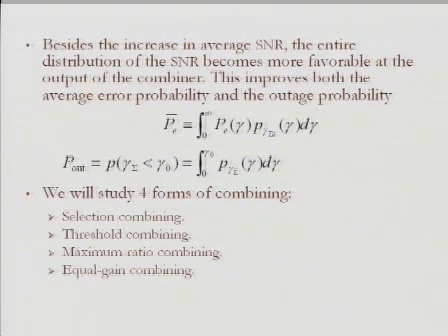And that results in an improvement in both the average error probability, PE bar, and the outage probability, P out. Okay, and remember how we compute these quantities. The average PE is just the integration of PE over the PDF of gamma. Okay, and the outage P out for a certain threshold gamma 0 is just the integration from 0 to gamma 0 of the same PDF. So we've been using these already in previous chapters. And here we'll use it again to see how much things improve when we use diversity.